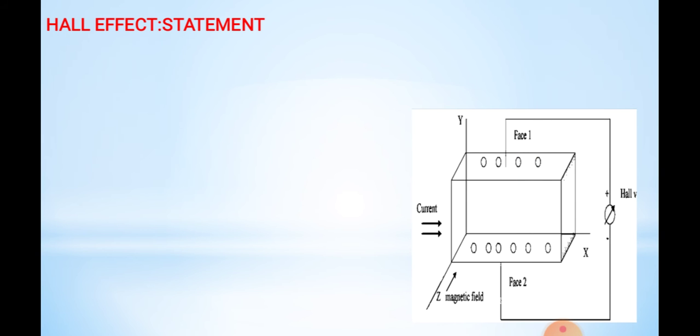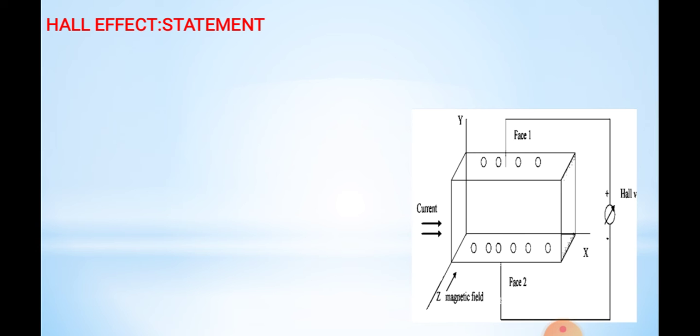So to study this, first you should know the statement for the Hall effect. For that, let us consider this diagram. In this diagram, we have a box. This box is a semiconducting material. You can consider either an N-type semiconductor or a P-type semiconductor. Here we have three axes: the x-axis, the y-axis, and the z-axis. Along the x-axis, there is a flow of current, from left to right.